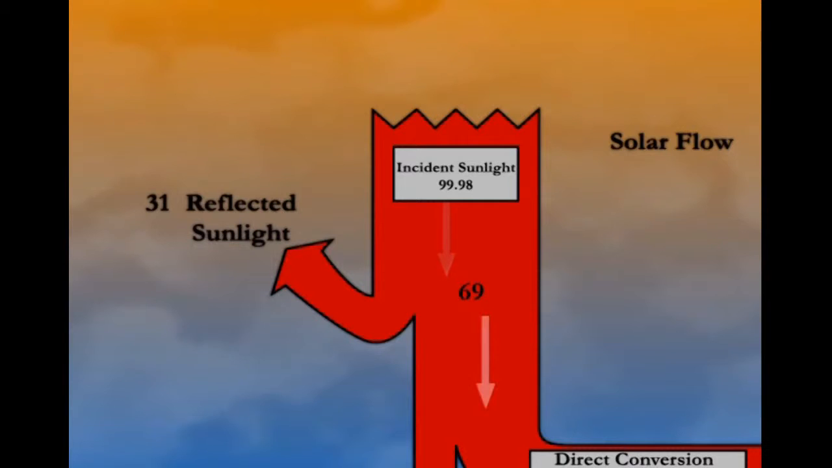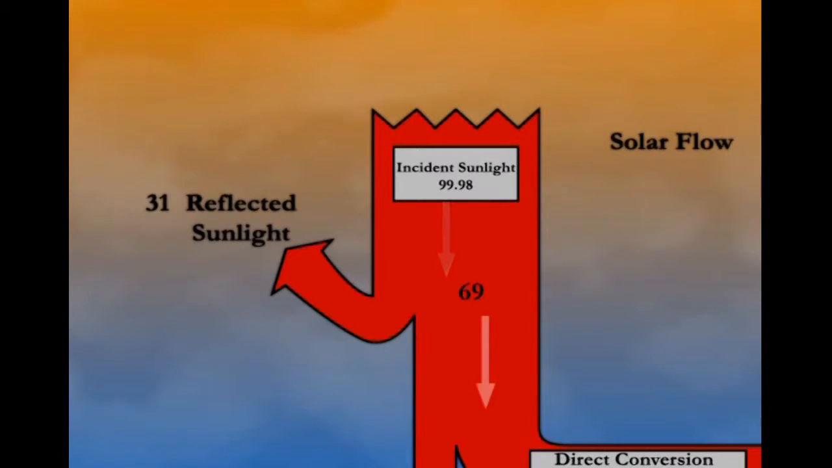So the solar flow is 99.98% of the energy coming to the Earth system. We found already that about 31% of the solar energy is reflected directly off the Earth, off the clouds, off ice caps, off snow, off deserts, and so on. And so 69% of the energy coming to Earth is solar energy that actually gets into the Earth system without being reflected off. What does that energy do?